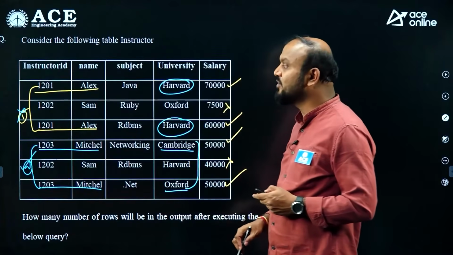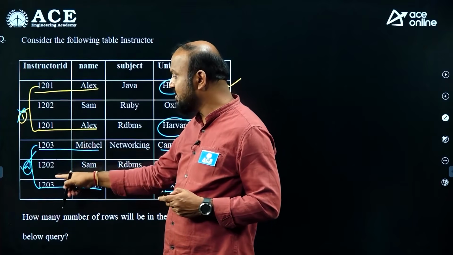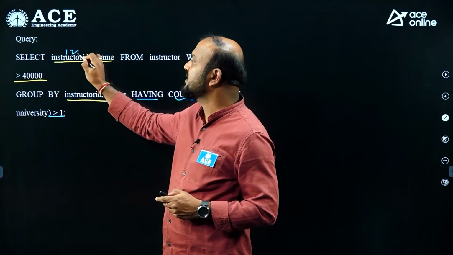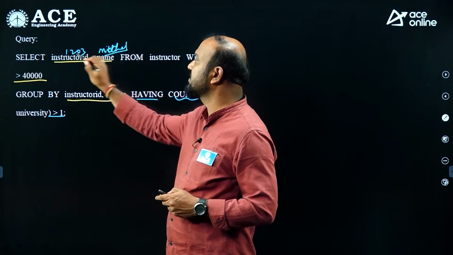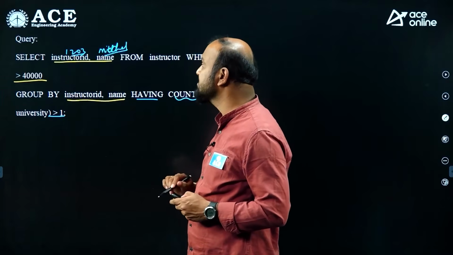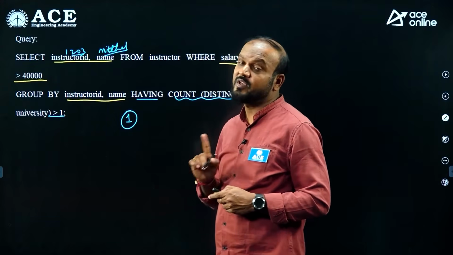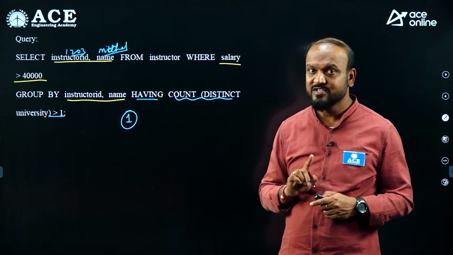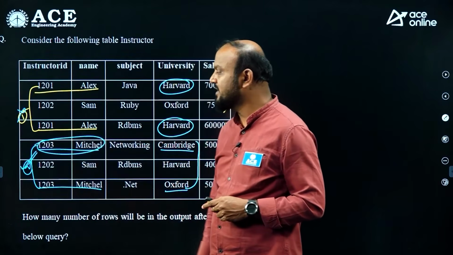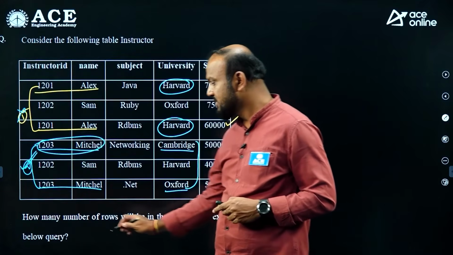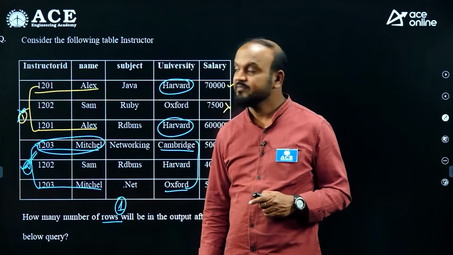For this selected group, what is it finding in the output? Instructor ID and name. For this group, what is the instructor ID? 1203 and the name is Mitchell. So 1203 and Mitchell is in the output of the query, right? So how many rows are there in the output of the query? Only 1 row is there in the output, because only 1 group is selected. So the answer for the question is 1. Which group is selected? This group. For this group, the instructor ID is 1203 and the name is Mitchell in the output. So the number of rows returned by this query is 1 row. 1 row is going to be returned. Fine.